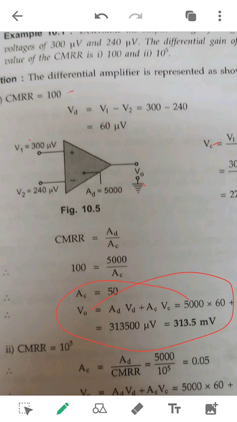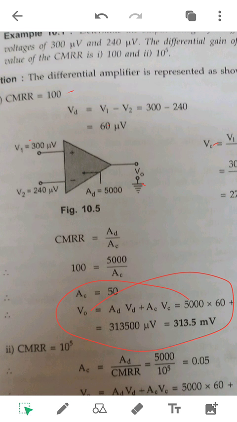AC is 50, already we found the AC. VC is the average voltage, that is 270. So 313.5 millivolts will be the output, that is V0 for CMRR 100.